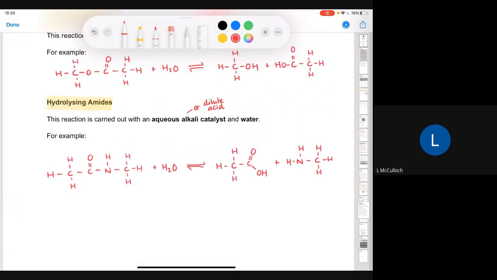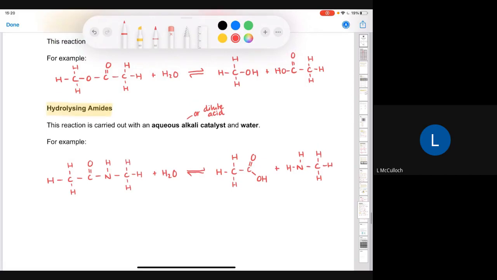Okay, so that is us now finished with today's lesson in terms of new content, so ethers and carboxylic acids. I'm just going to stop the recording there.